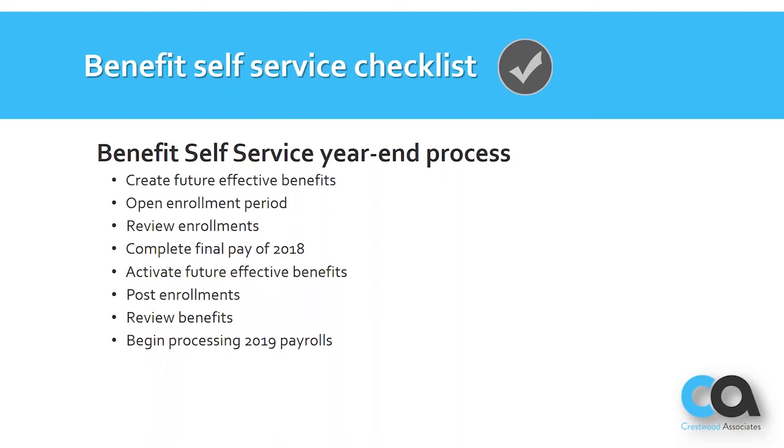And then activate those future benefits, post-review all the enrollments and the benefits, and then start processing your 2019 payroll. So just to make a note on the order of those steps if you're using the benefit self-service area.